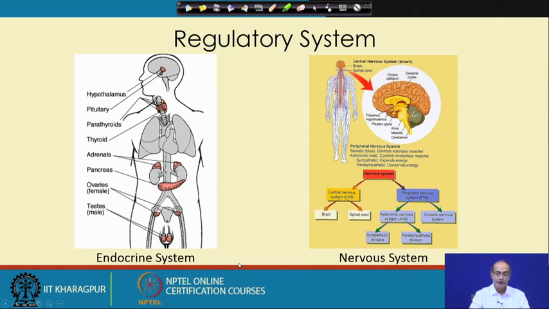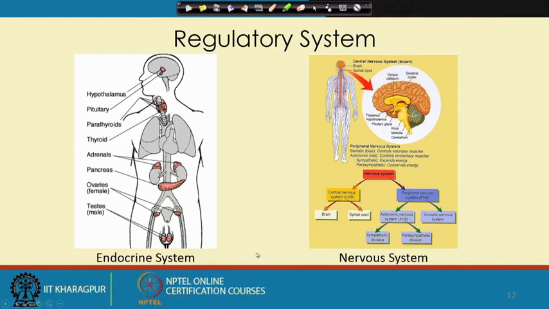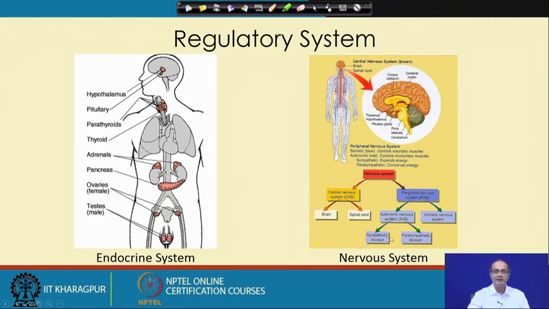In fact, if the secretions are not proper, it not only creates problems in your metabolism, it can change your mood. So, that is very important, and this regulatory system, without it we cannot live, because the heart will stop, our digestion will stop, and we will not be able to protect ourselves.